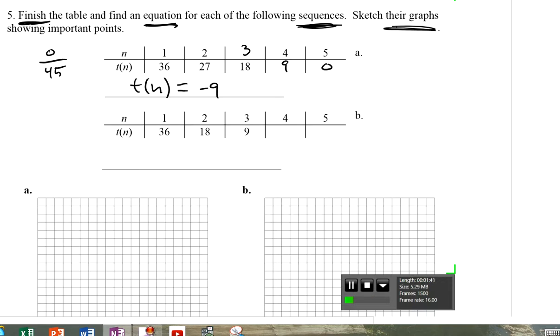Negative 9. Negative 9n. We're subtracting 9n. And then what? Plus the number 45. Now, that's exactly right, right? So it's our common difference. We're subtracting 9 each time. And our 0th term is 45.